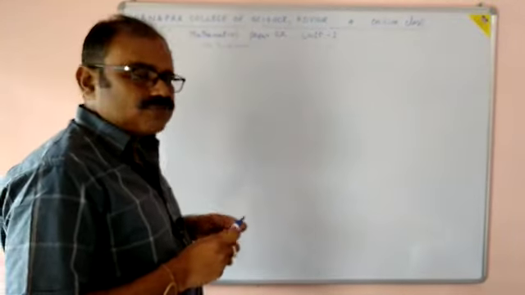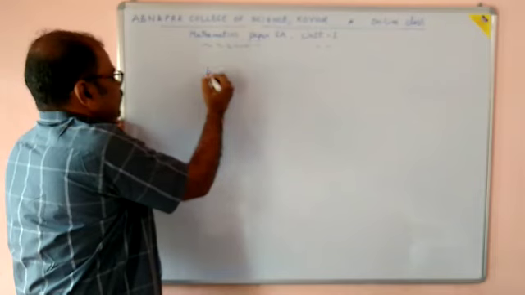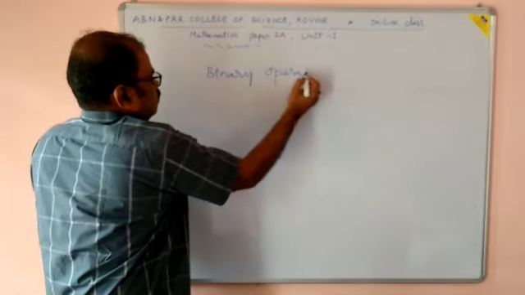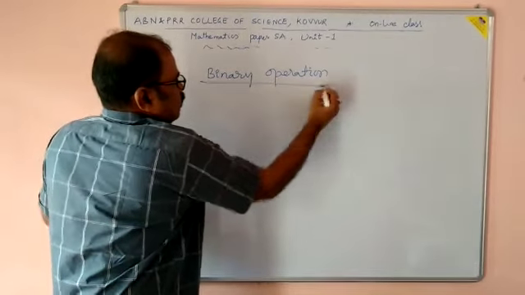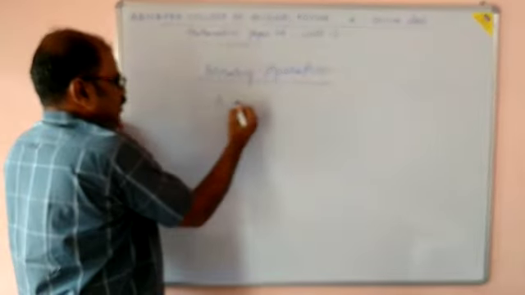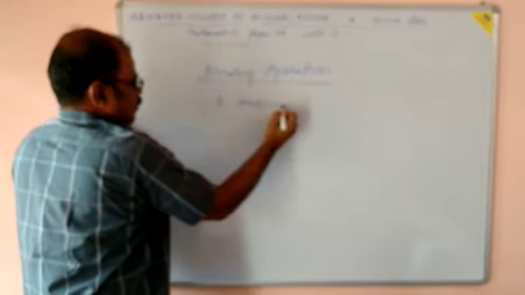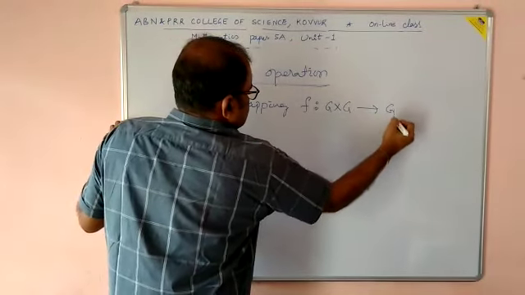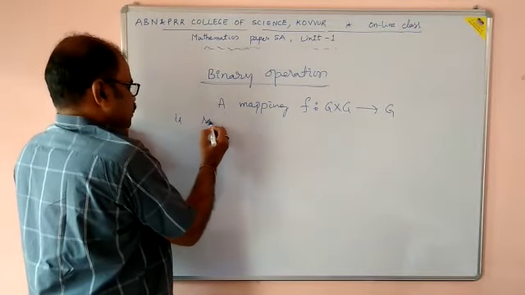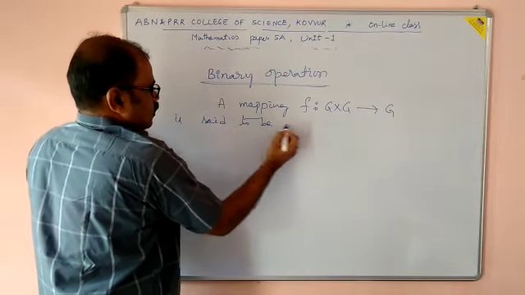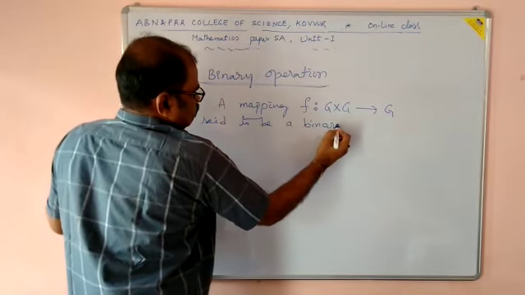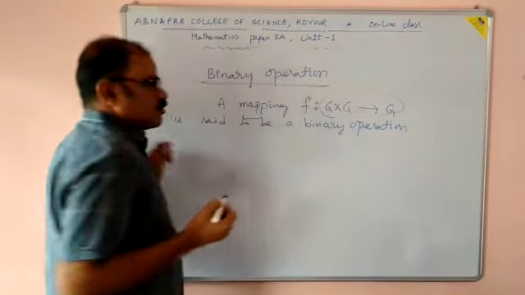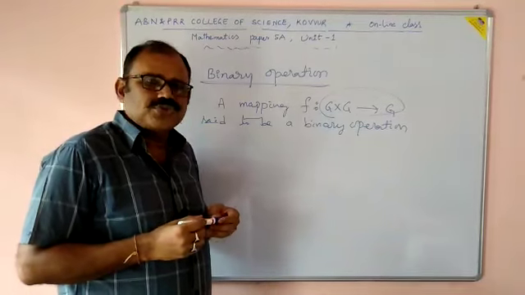Before going to the definition of a group, you must know what a binary operation is. Binary operation: a mapping F from G cross G to G is said to be a binary operation. What is this? A mapping from G cross G to G.